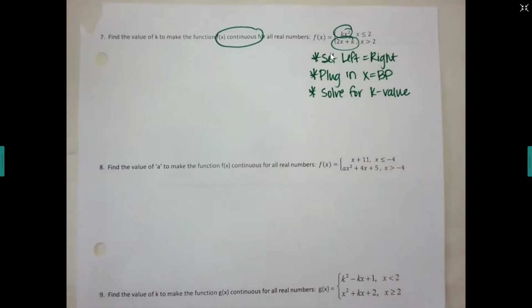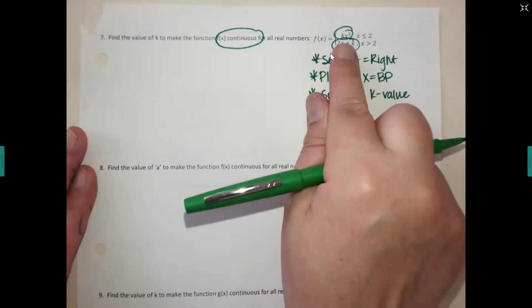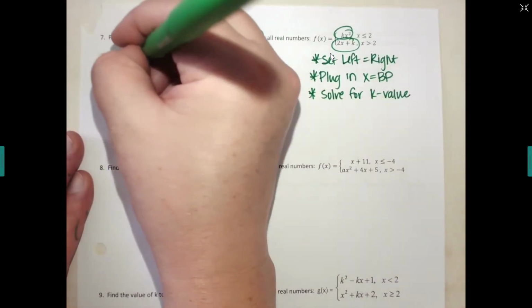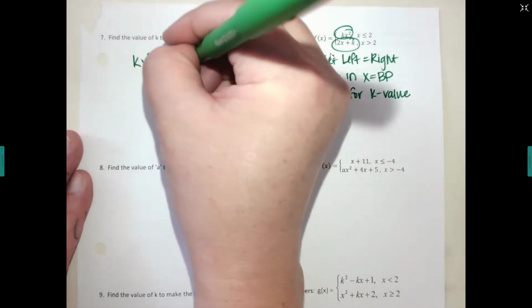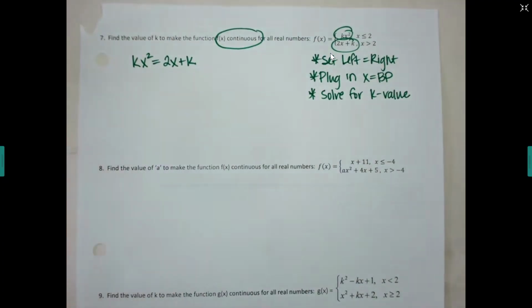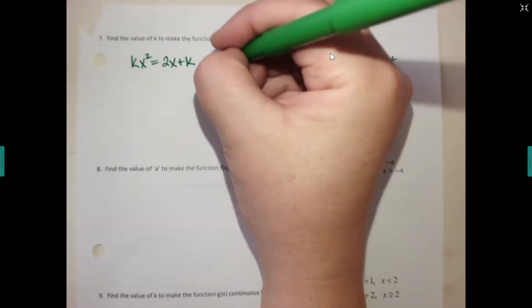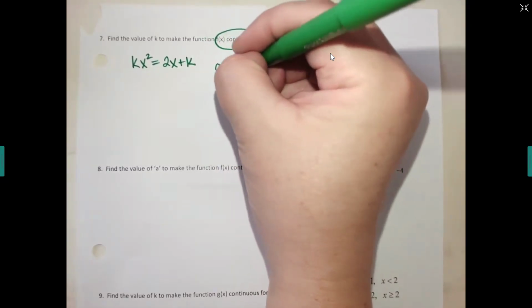Now notice it's not always a K. In the next one, it's an A. Okay, but it could be a different letter, but you're looking for the unknown. So go ahead and write down. We're going to let the left limit, which is kx squared, be equal to the right limit, which is 2x plus k. Now, keep in mind, the left and rights don't have to always be equal. They just have to be equal at the breakpoint. What do we say the breakpoint is? 2. So we're going to plug in a 2 for our at. So I'm going to put here at x equals 2.